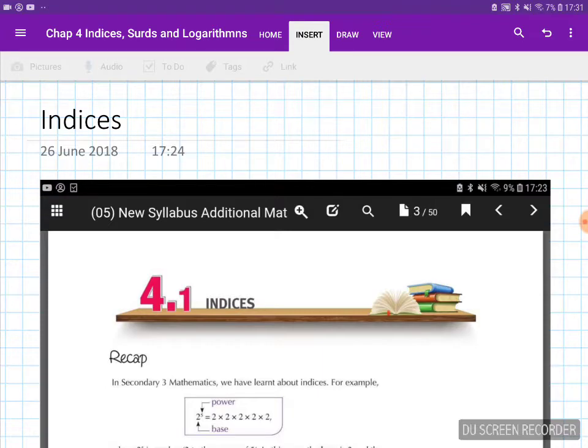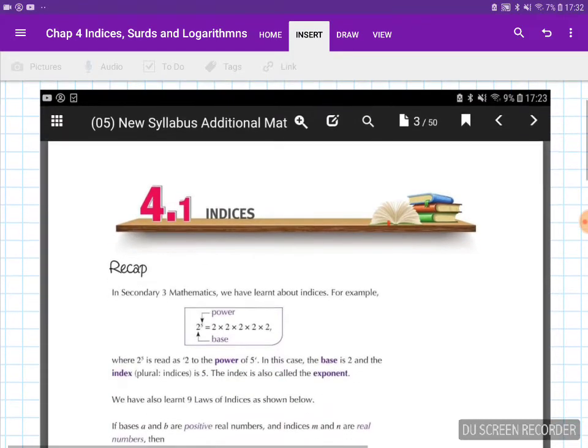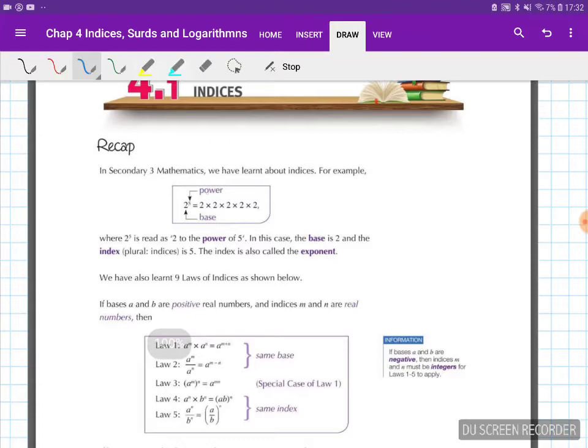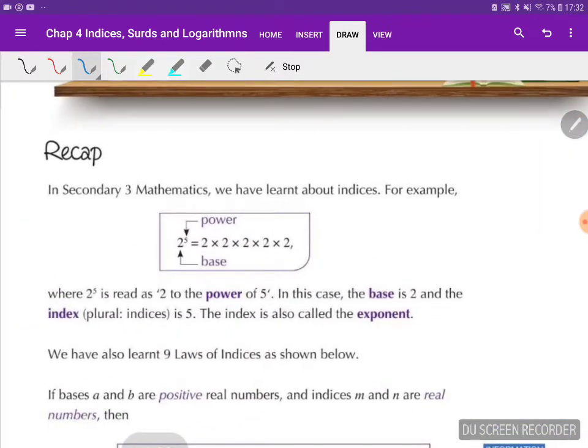We have learned the laws of indices in E-Math. Just to recap, we can write 2 times 2 times 2 times 2 times 2 as 2 to the power of 5. The number 5 is the power, or sometimes we call it the index, and the 2 is the base.